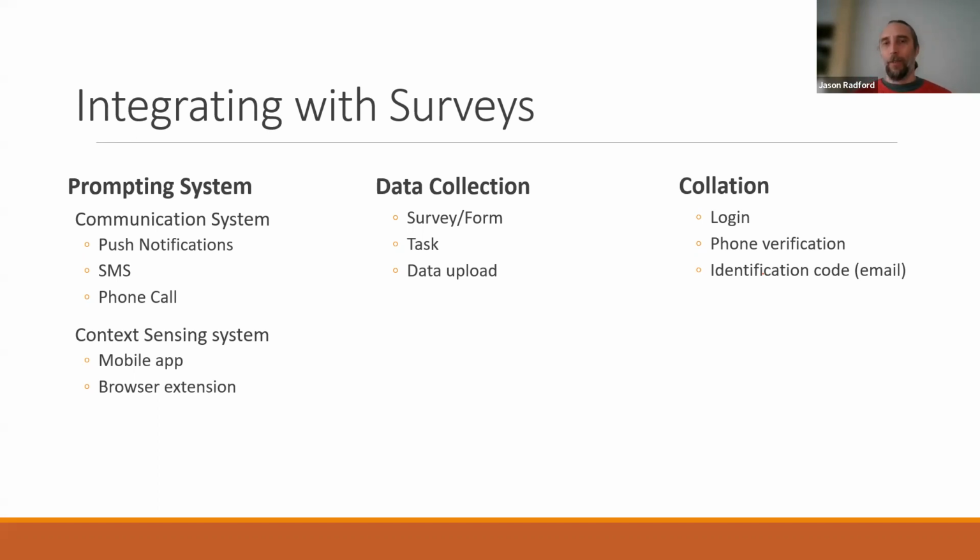You can have a login system. You can have phone verification. So you send people an SMS message or an email verification. You send them an email. They click the link. They acknowledge the SMS, and then you're able to link them.